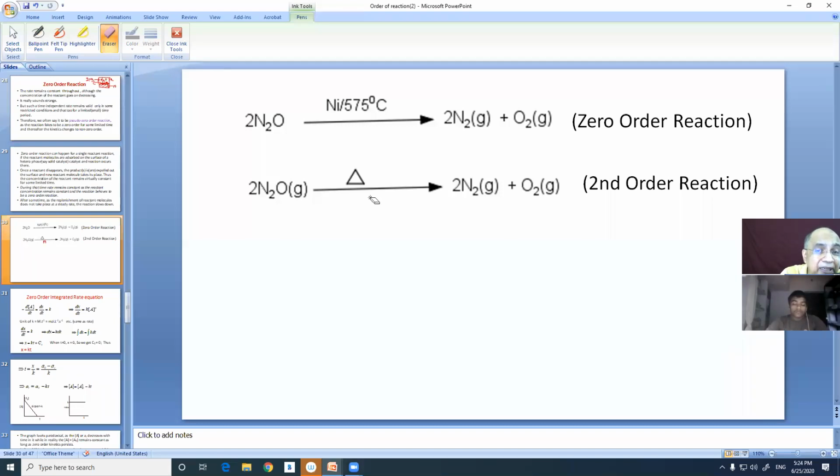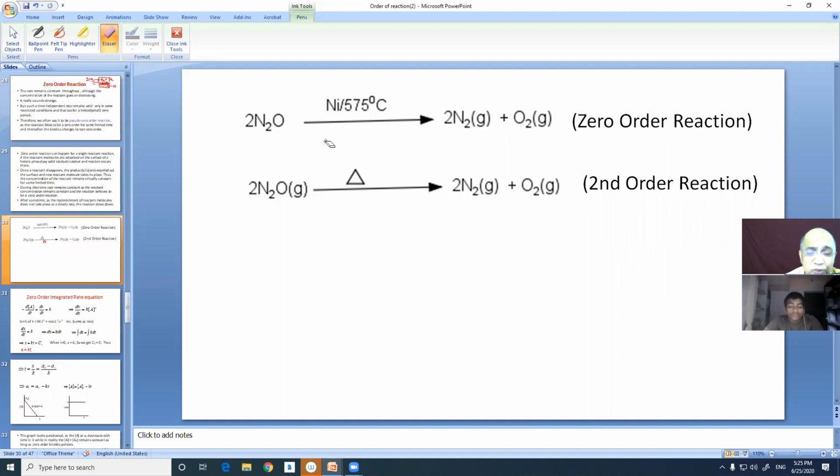If it is simply heated, it is a second order process, with the square of N2O, as it is one reactant. But if it is carried out on the surface of nickel, then it is a zero order reaction, because the concentration of nitrous oxide for a small length of time remains constant due to constant replenishment, compensation, and until that time zero order kinetics continues. But the same reaction becomes second order if it is done in the gaseous phase, not on the heterophase, not on the surface of the solid catalyst.